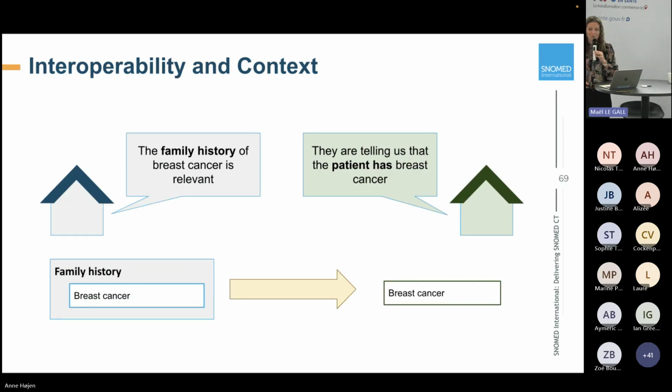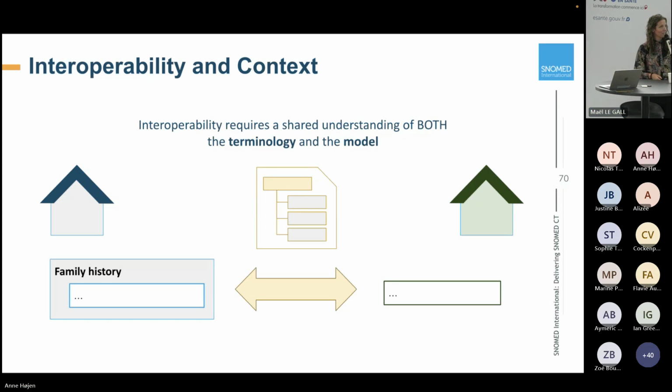But that is very difficult now, because now we want to exchange between these hospitals or these systems. And if we just communicate using SNOMED, they will all forward breast cancer to the other one. But if we don't have the context, if we don't remember the model here, they will probably understand this as the patient has breast cancer, and not that it was something in the family history. So this is just to exemplify why it's so important when it comes to interoperability to have a shared model and apply the terminology appropriately in that model.